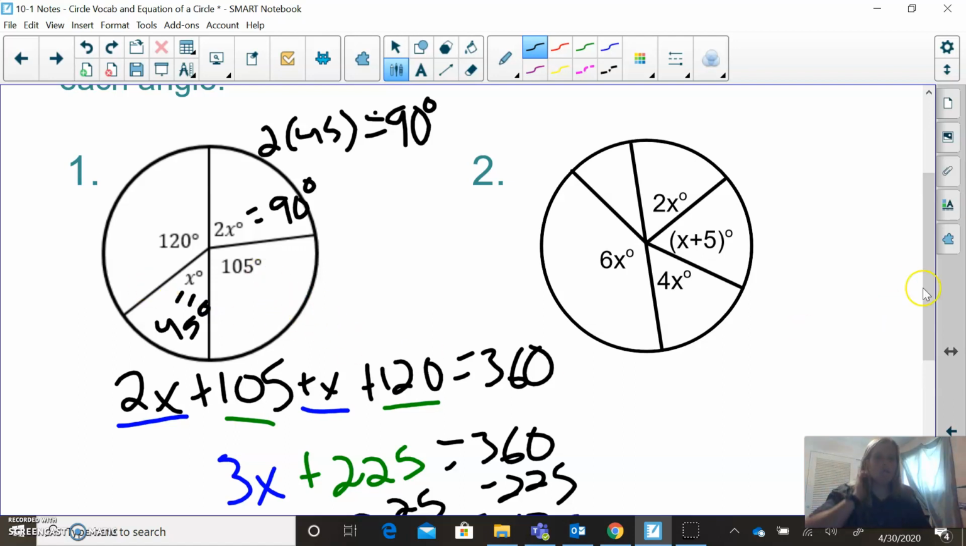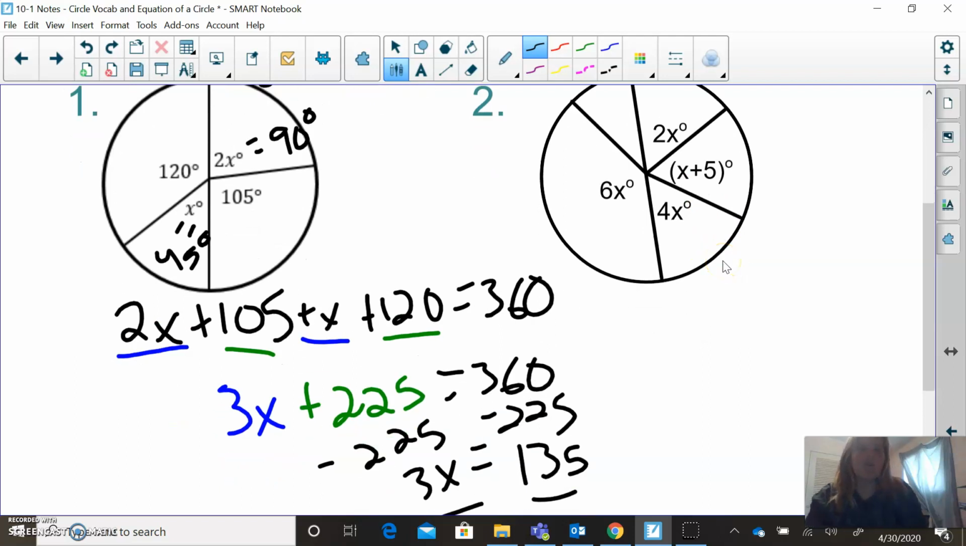Okay, guys. So this one's going to be a little different. We don't have an equation for every single angle, but we do have an equation for half of it, and half of a circle is 180. So we're going to add together the 2x, the x plus 5, and the 4x and set it equal to 180 to figure out what x is. So I'll do this in a different color.